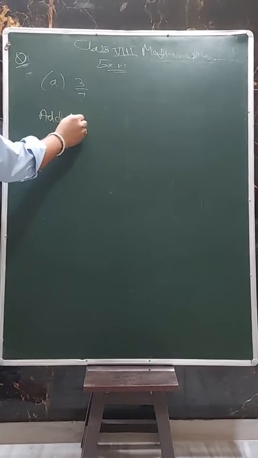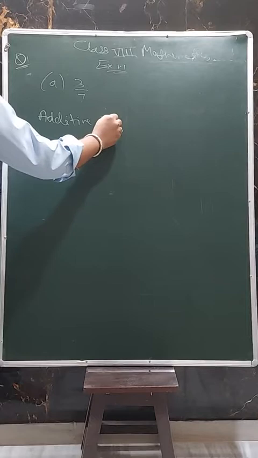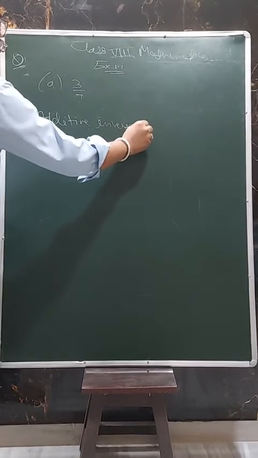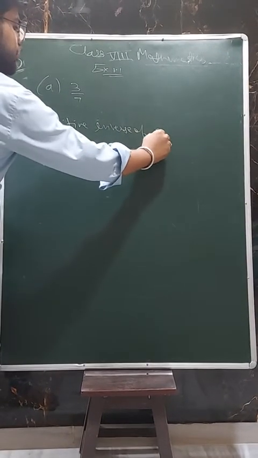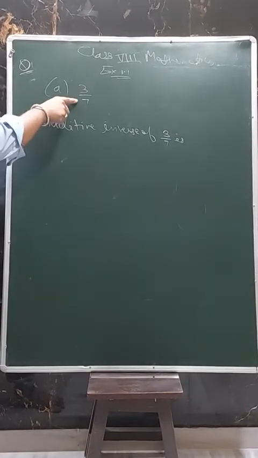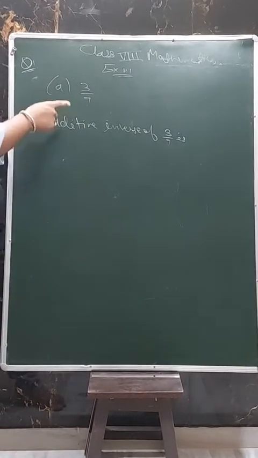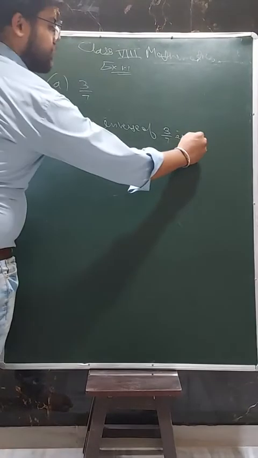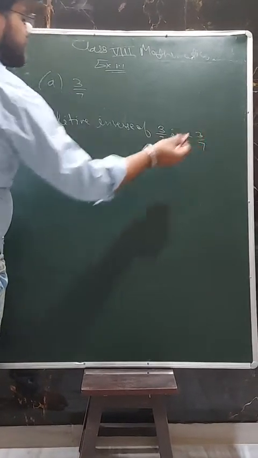So the additive inverse of 3 upon 7 is, now change the sign, simply change the sign. If plus is there, then you have to do the minus. If minus is there, then you have to do the plus. So it will be minus 3 upon 7.